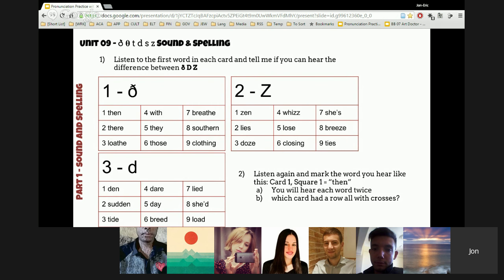Did I skip anyone? Talha. Hello, Talha. Are you out there? There you go. Card 1, square 3. Loathe. Good. Loathe. Very good.